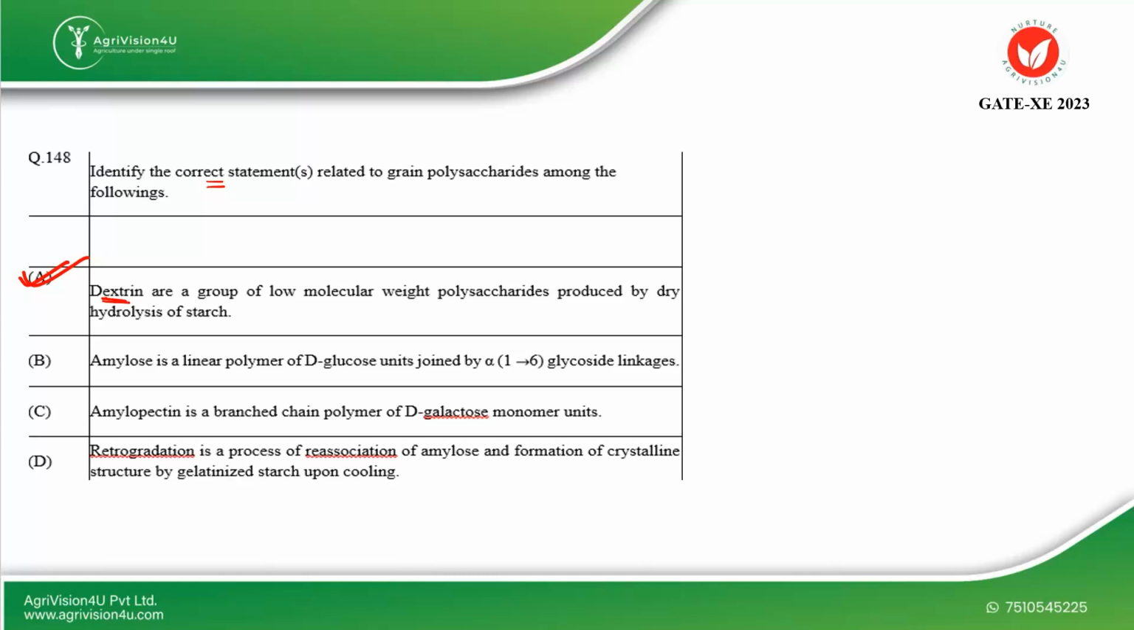Next one, amylose is a linear polymer of D-glucose units joined by alpha-1,6-glucosidic linkage. What we have studied in our class is that amylose is a linear polymer of D-glucose units which are joined by alpha-1,4-glycosidic linkages, not 1,6. So this statement is not correct.